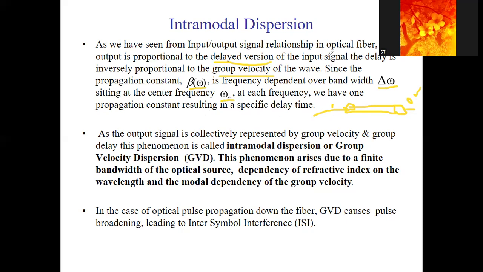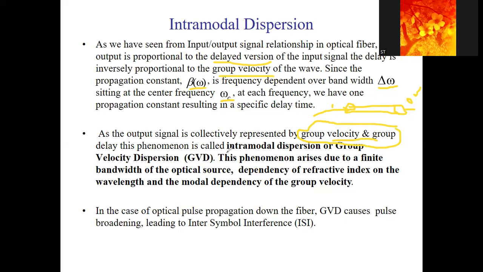So what have we observed? We observed that the output is delayed, and the reason behind that delay is the group velocity and group delay. If we identify the reason behind this delay between the input and output signal, then we can say the group velocity is responsible for the group delay. So basically the output signal is represented by this group velocity and group delay.